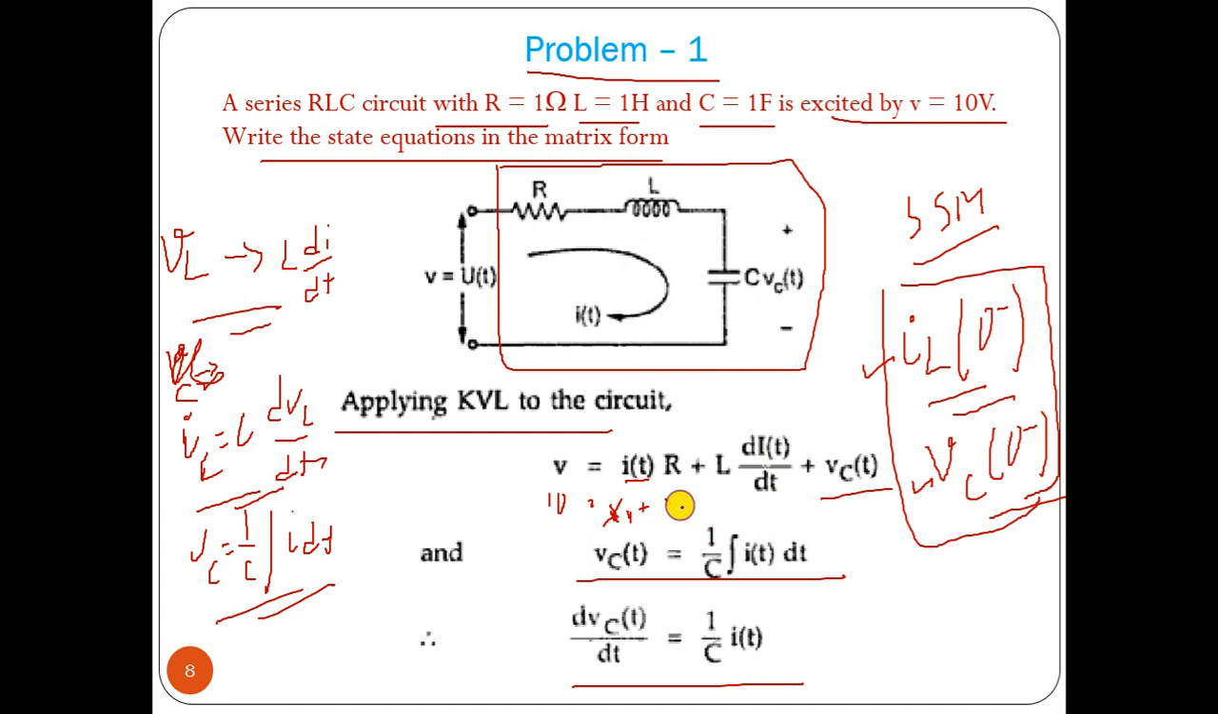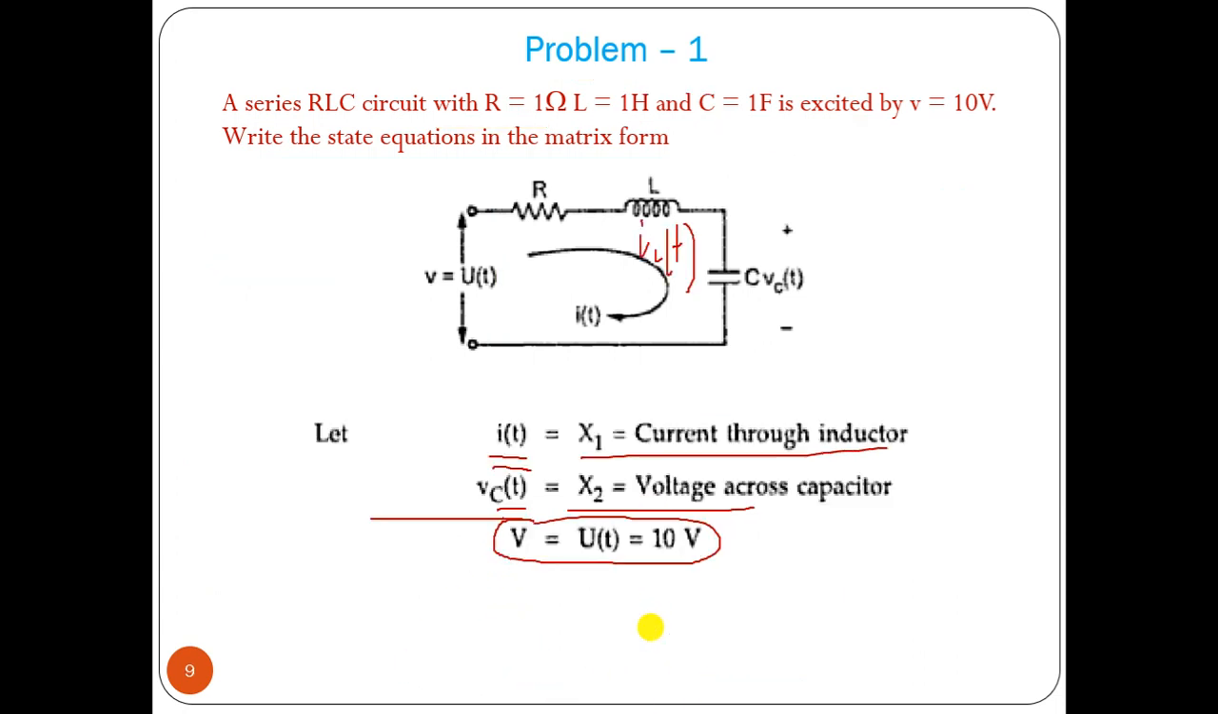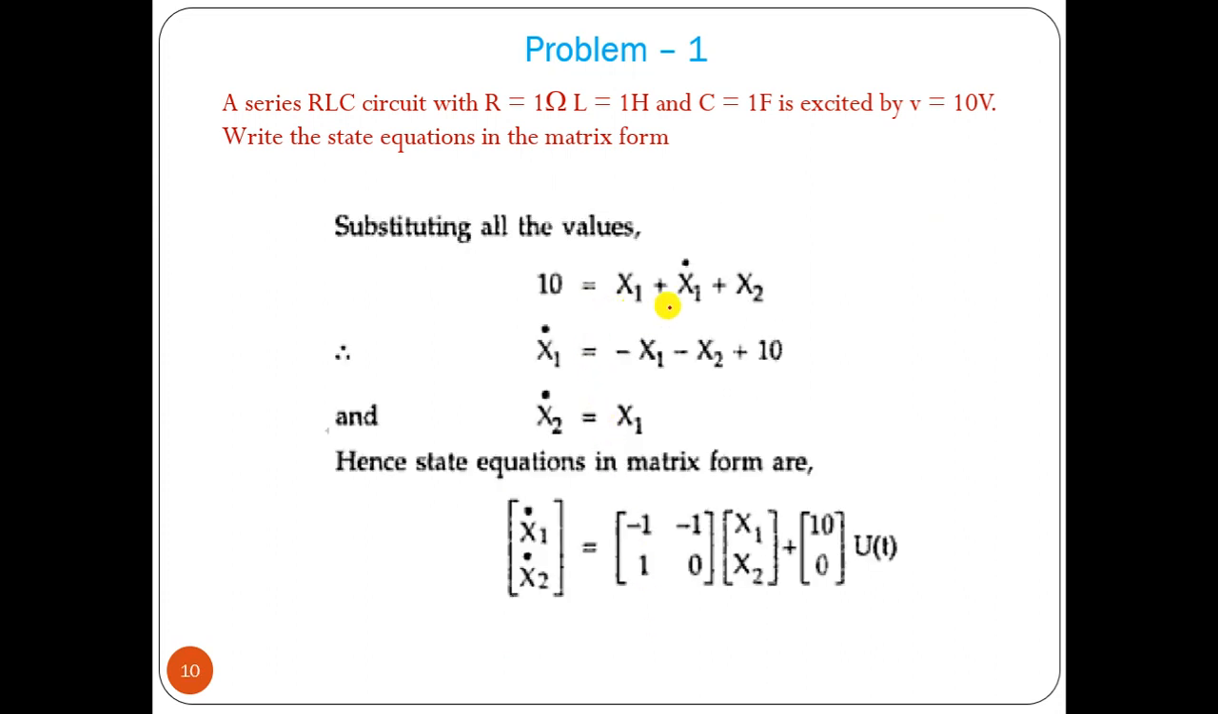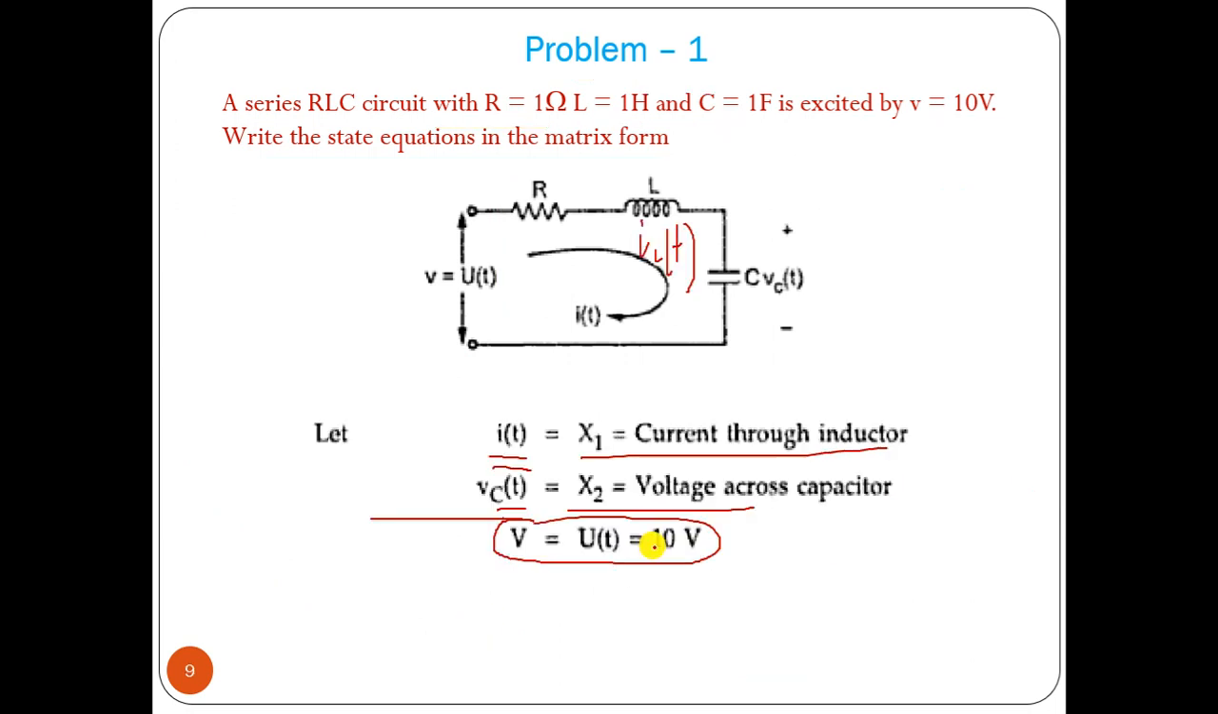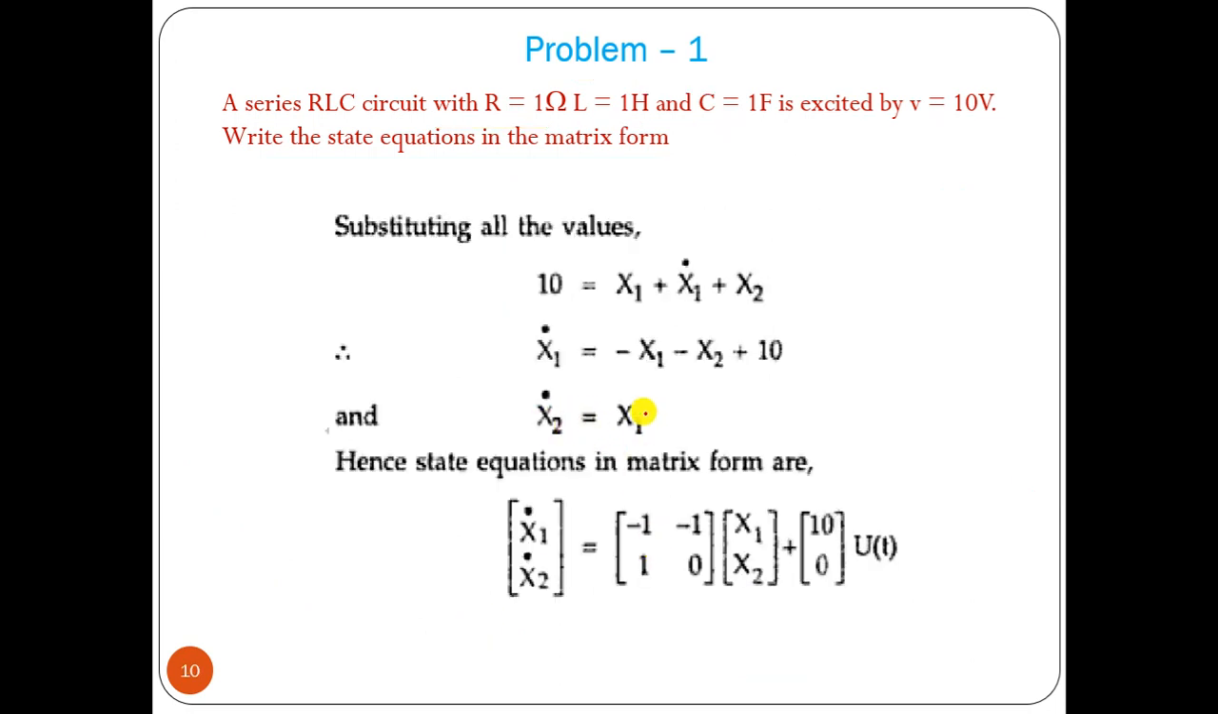di/dt means x1 dot, plus VC(t), which means x2. And from here we can write dVC/dt, so x2 dot equals x1. So these two equations we can write from these KVL equations. That's all. So 10 equals x1 plus x1 dot plus x2, and x2 dot equals x1. So from this we can find the x1 equation, and we know the x2 equation.